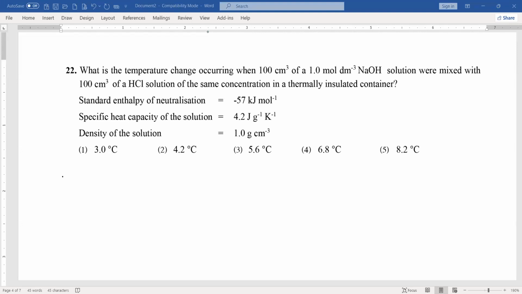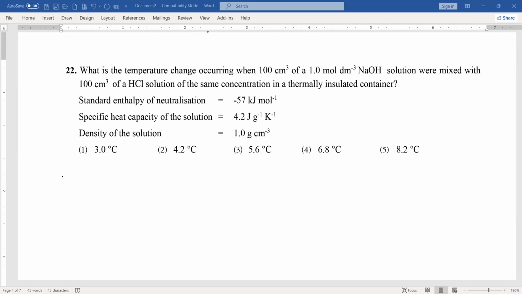The standard enthalpy of neutralization is given, the specific heat capacity of the solution is given, and the density of the solution is also given. What is the temperature change occurring when 100 cubic centimeters of 1 mole per dm³ sodium hydroxide solution is mixed with 100 cubic centimeters of HCl solution with the same concentration? First of all, we need to know what will happen in this case.